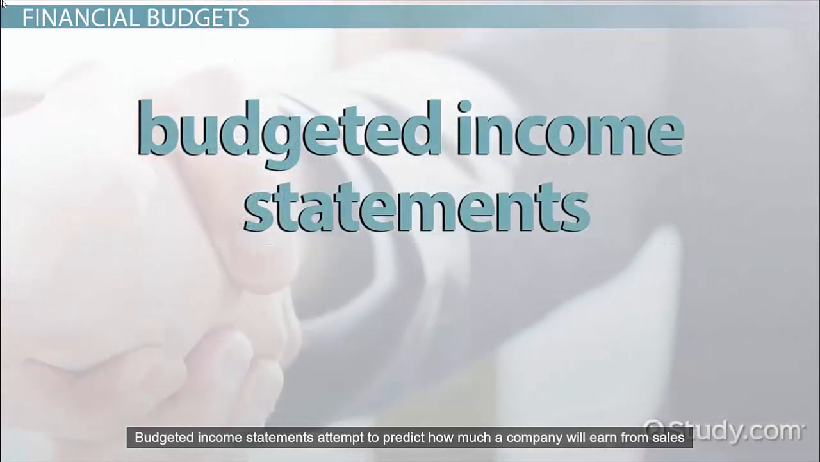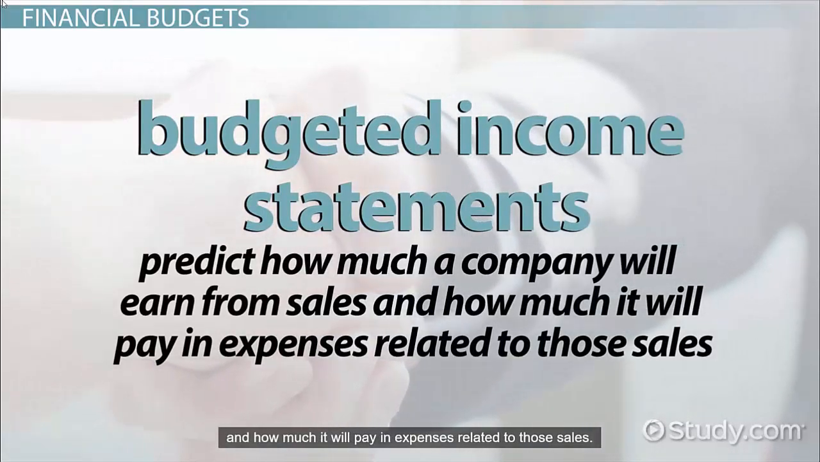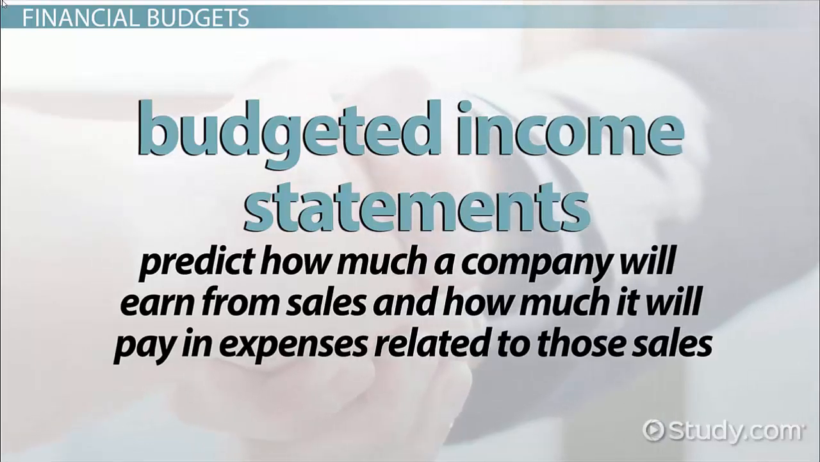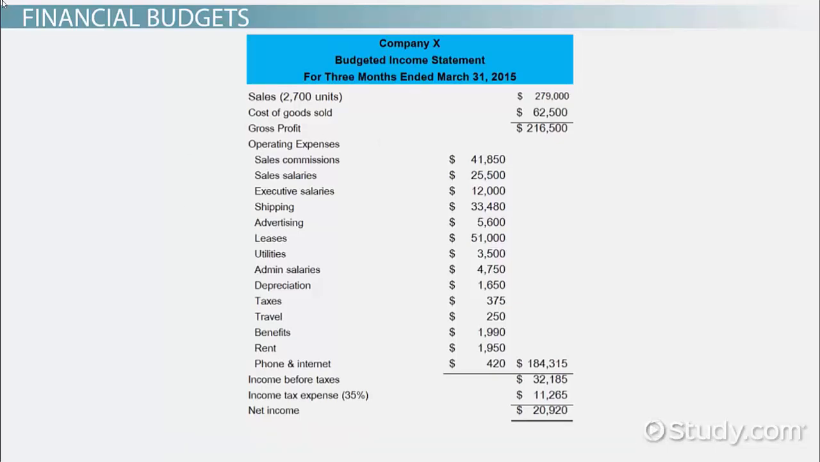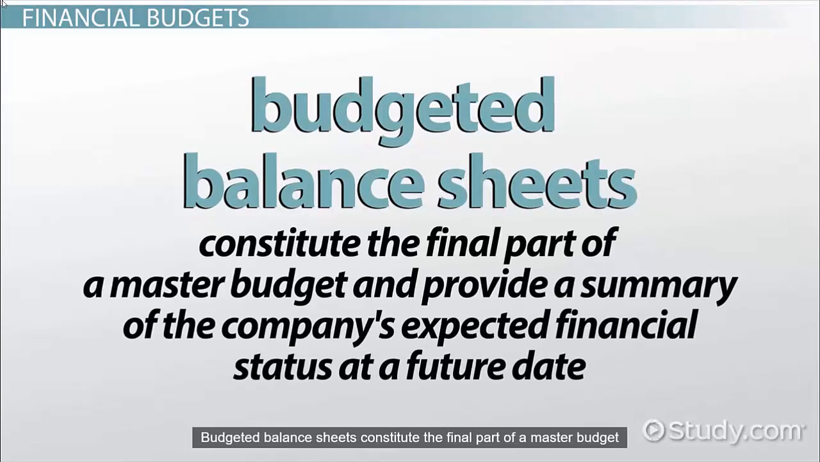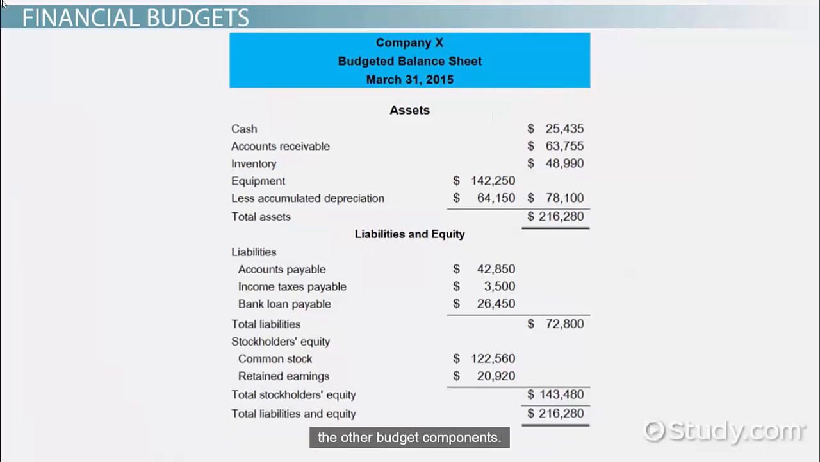Budgeted income statements attempt to predict how much a company will earn from sales and how much it will pay in expenses related to those sales. The development of a budgeted income statement is one of the last steps in the master budget process because it incorporates the other budgets. Budgeted balance sheets constitute the final part of a master budget and provide a summary of the company's expected financial status at a future date. Like the budgeted income statement, the budgeted balance sheet uses information from the other budget components.